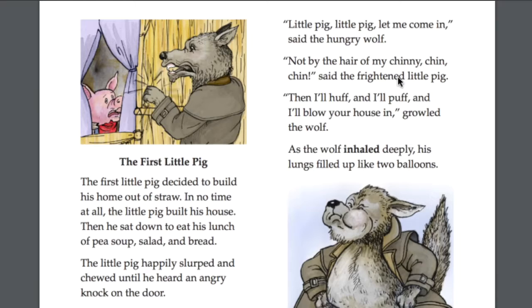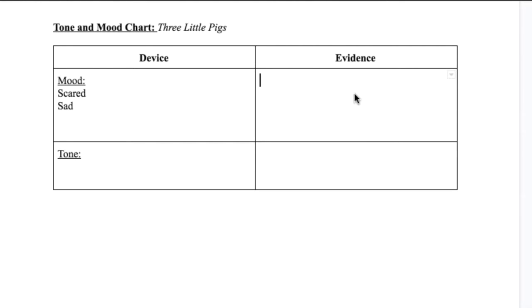So as you can see, I use the text to help me figure that out. So now what I'm going to do is I'm going to type into the evidence column why I feel that the mood is sad and scared. So I'm just basically going to write in what I had just talked through with you guys.